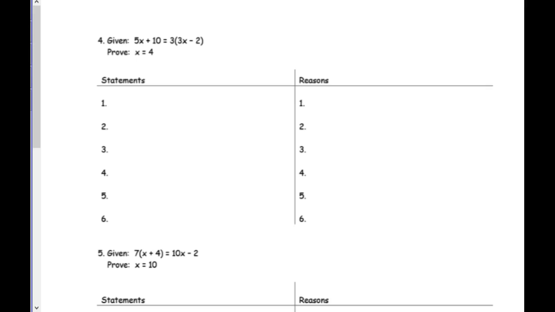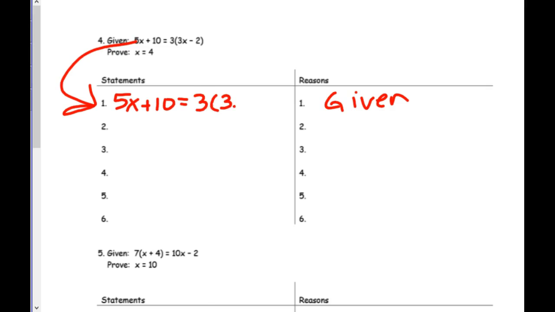What is this? The training wheels are off, but guess what? You know how to do it. All right, you can do it. Step 1 is what? Given, yeah. What's step 1? 5x plus 10 equals 3x minus 2.